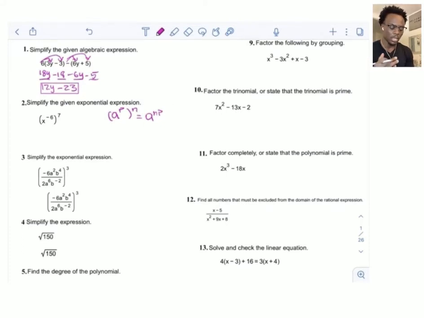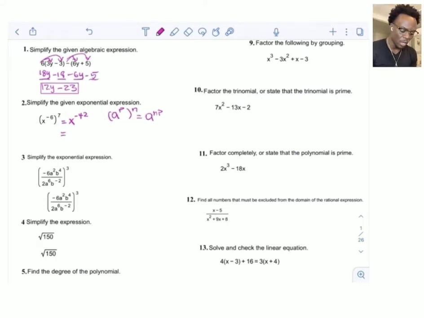So a exponent p exponent n is going to be a exponent n times p or p times n. Basically here we're gonna have the x is the a in the formula, and -6 is the p, and 7 is the n. Multiply them, it's negative 42. And since the exponent is negative, we don't want to keep any negative exponent. So your end result, you always want to have it with a positive exponent.